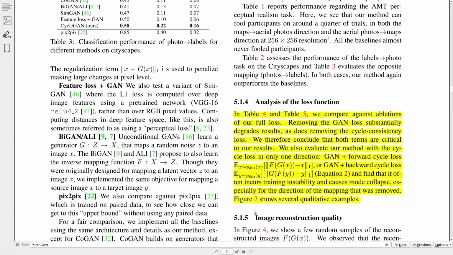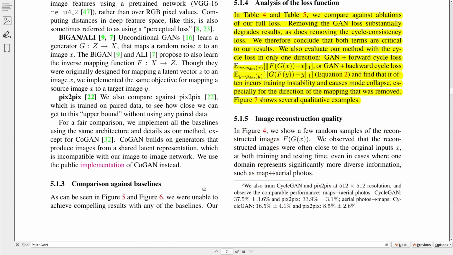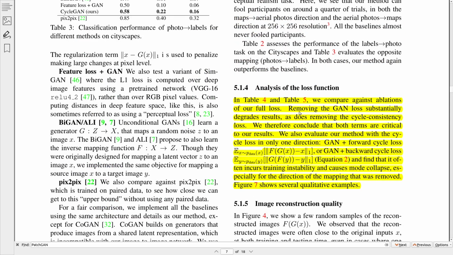Yes, they have a section which is also important: analysis of the loss function. What they saw by using different ways of calculating the loss: removing the GAN loss substantially degrades results, as does removing the cycle consistency loss. We therefore conclude that both terms are critical to our results, that is both the adversarial loss, which is a regular GAN loss, and also the cycle consistency loss. Both are equally important for this architecture.